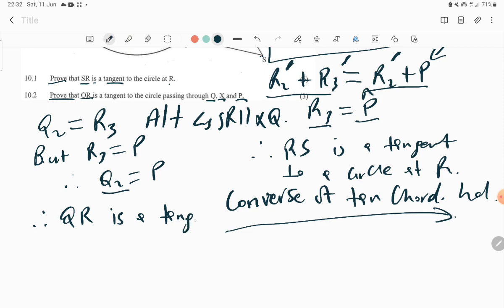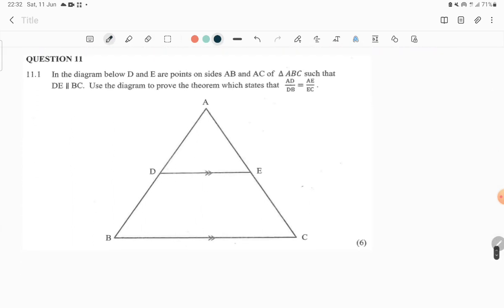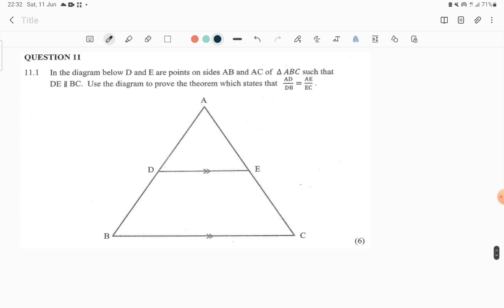Tangent to that circle, because the angle opposite this angle is equal to that angle there. Now let's go to the next one. For this one, I think I must come later, but at the end of the day, the idea here is to prove that AD over BD is equal to AE over EC.